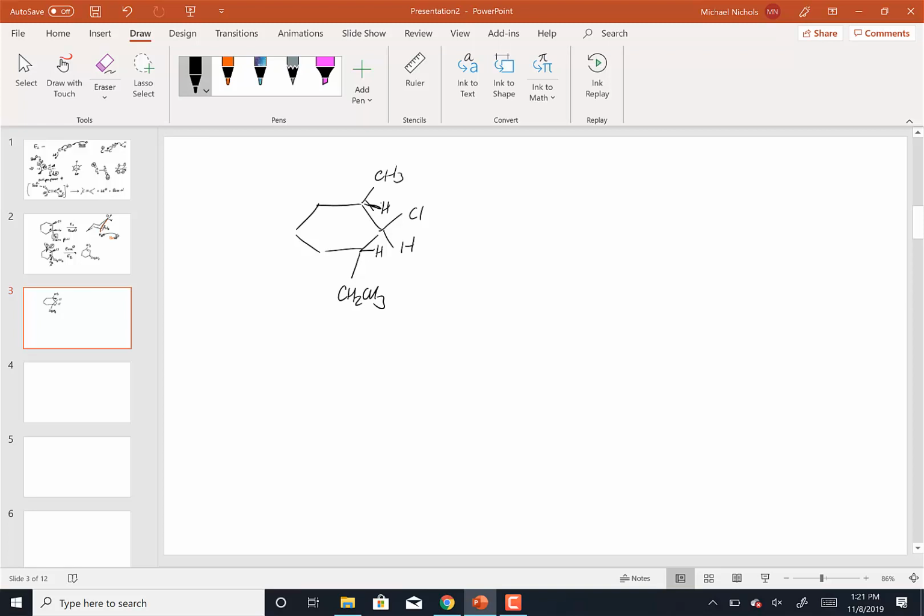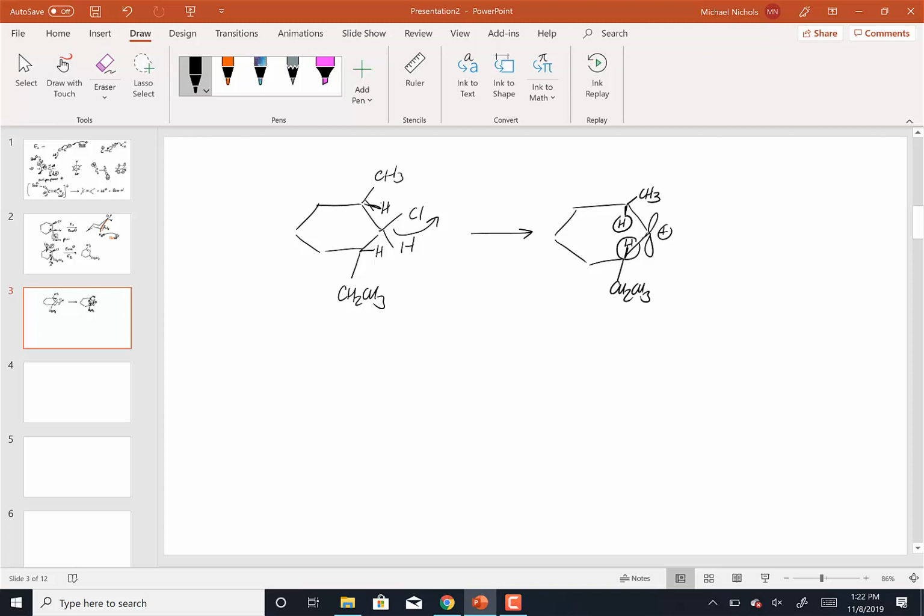Now, in the first step of an E1 mechanism, I'm going to break my carbon-chlorine bond, and I'm going to end up forming a carbocation. That carbocation is going to have an empty p orbital. Now, the rule as far as it goes with hydrogens, beta hydrogens, is that they need to become planar. So those beta hydrogens must become planar with one of the empty lobes. It doesn't matter which one.